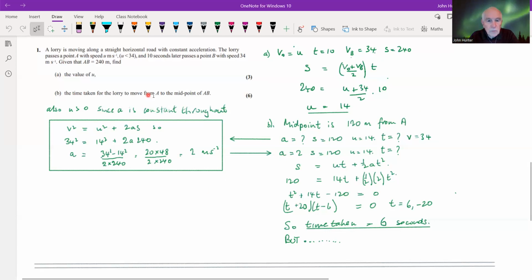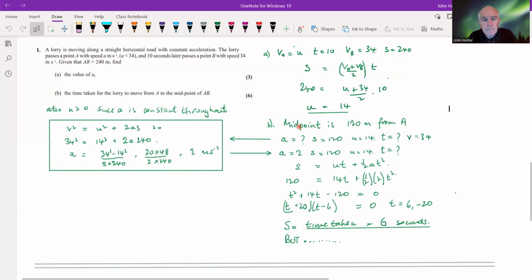The time taken for the lorry to move from A to the midpoint of AB, well, the midpoint of AB would be 120 meters from A. Now, u is going to be greater than 0 since the acceleration is constant throughout. So I think that implies that we can assume that we're starting off with a positive velocity. So therefore, it doesn't change direction. The sign doesn't change, and the lorry is going in the same direction all the time.